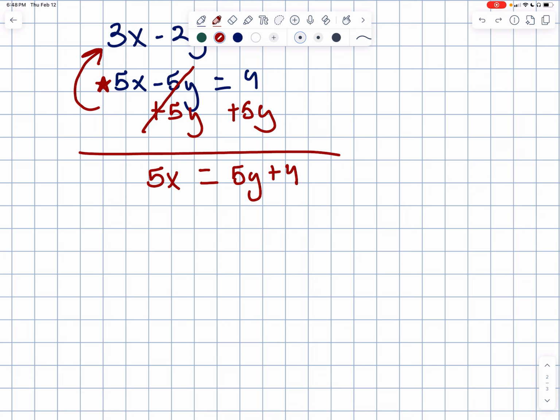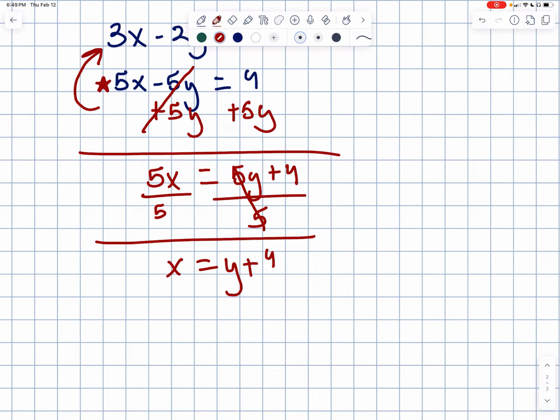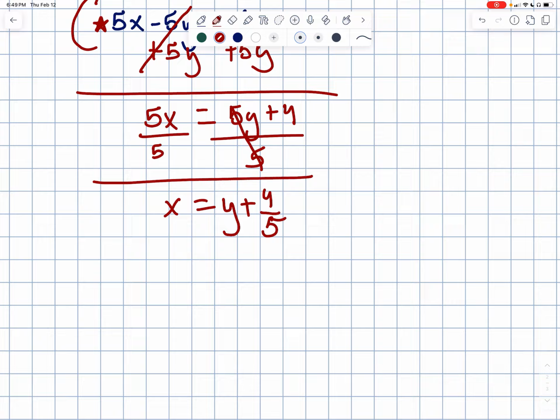Okay, we need to get x by itself. How am I going to do that? Divide 5 on both sides, and this goes for the whole equation. So x equals 5 divided by 5, 1, so technically y, and then 4 divided by 5, well, you can't do that, so it's just going to be plus 4 over 5. I know, fractions, we don't like them, but we got to work with them. So now we're left with x equals y plus 4 over 5.